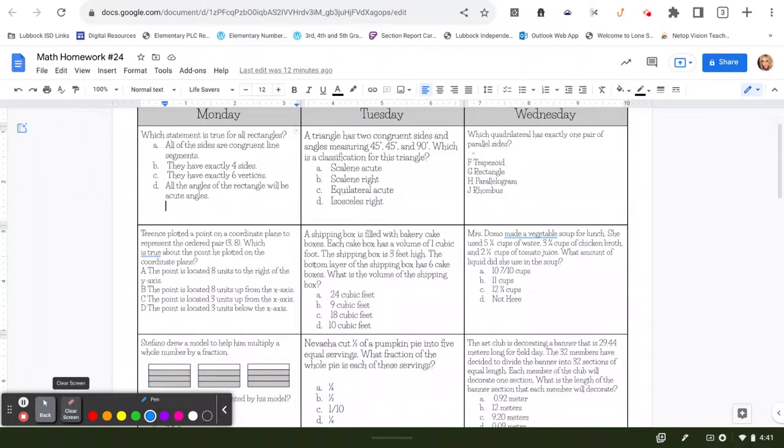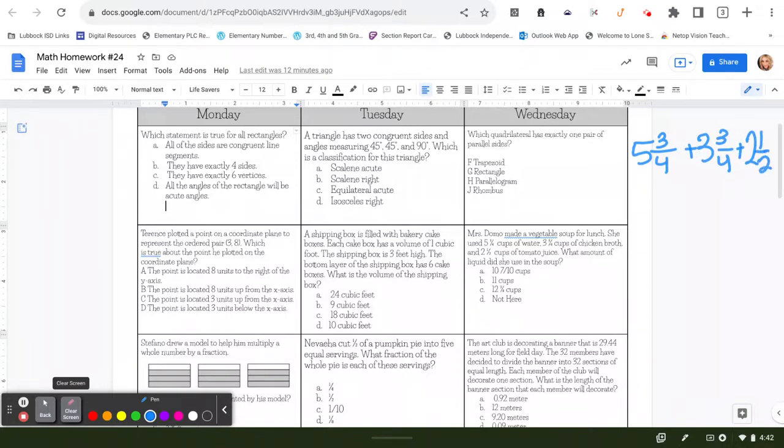Next, Mrs. Domo made vegetable soup for lunch. She used 5 3/4 cups of water, 3 3/4 cups of chicken broth, and 2 1/2 cups of tomato juice. What is the total amount of liquid she used in the soup? Okay, so we're looking to add all 3 of these together. So you need to add 5 3/4 plus 3 3/4 plus 2 1/2.